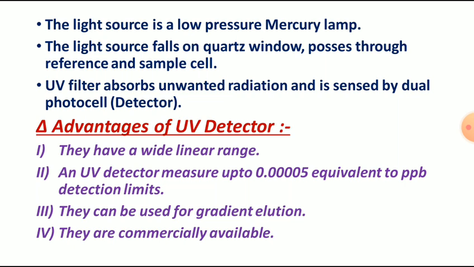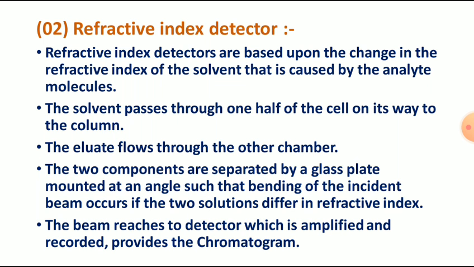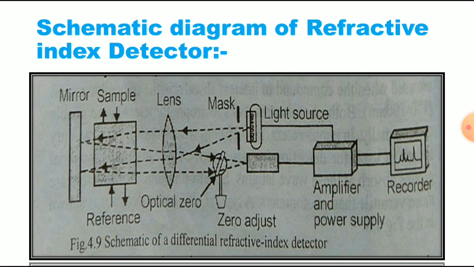Now we will see the second type of detector, the refractive index detector. Before seeing how it works, first we will see the diagram of the refractive index detector. This is the schematic diagram of the refractive index detector. The first component is the light source. Here is the light source, here is the mask, and the lens. Half of this will be the sample cell and half will be the reference cell.